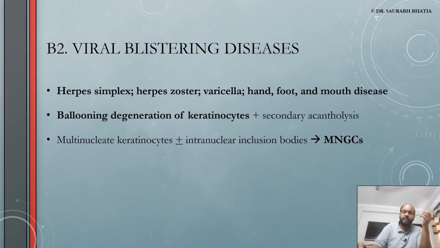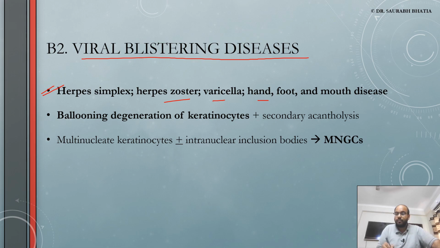Now, the other mechanism that underlies intraepidermal blistering is ballooning degeneration, and that you majorly see in viral blistering diseases. Diseases like herpes simplex, herpes zoster, varicella, and hand, foot, and mouth disease. The etiology is a virus infection in these kinds of disorders, with cells infected by the virus. So you have a keratinocyte, and then you have, how to draw a virus quickly, I'm just drawing a bacteriophage.